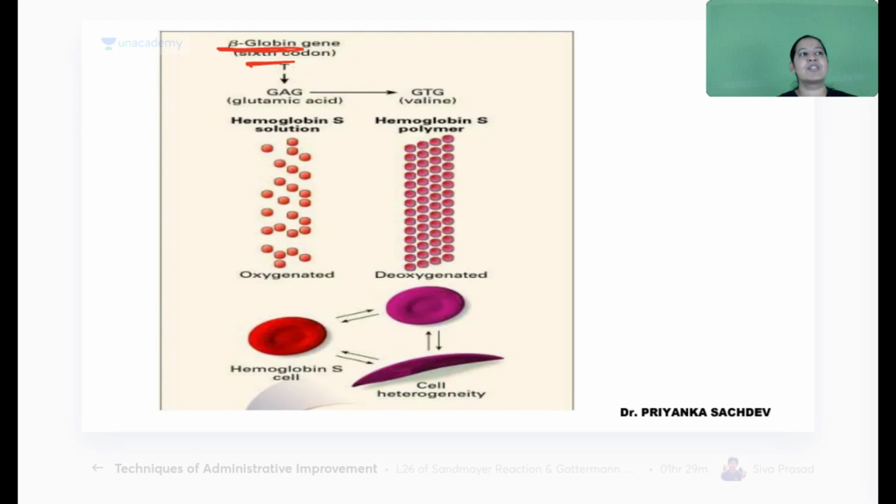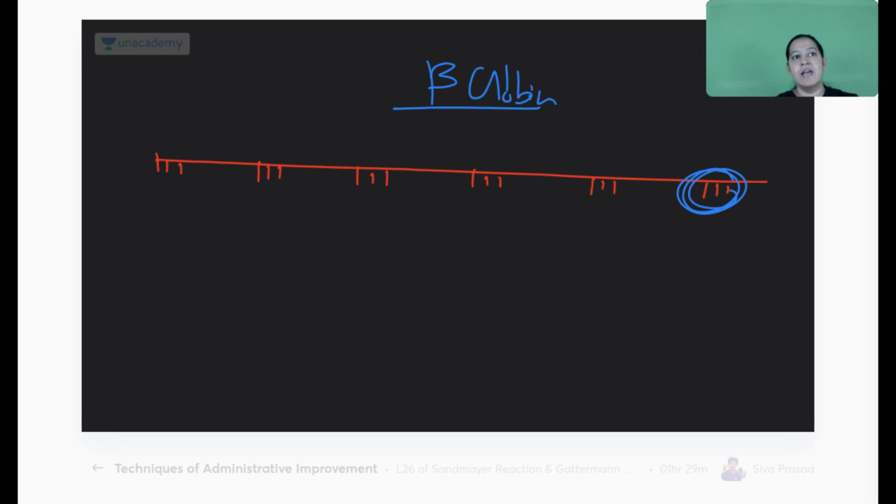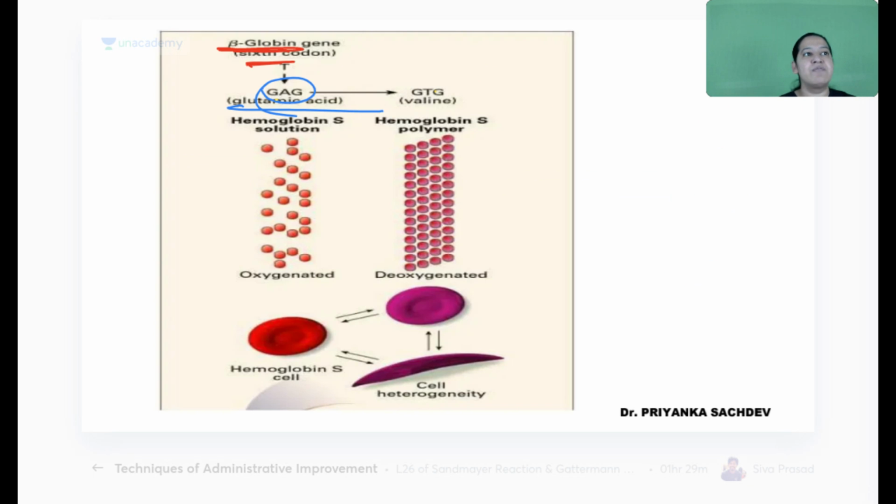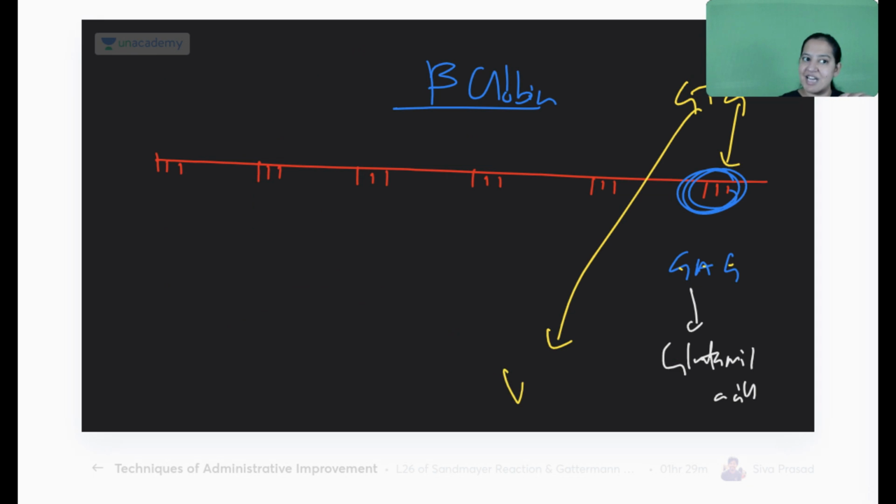Normally the 6th codon is GAG, and it codes for glutamic acid. If you see in biochemistry, GAG stands for glutamic acid. Because of mutation, instead of GAG, it becomes GTG. And GTG stands for valine.